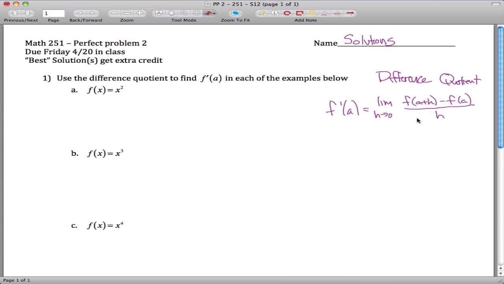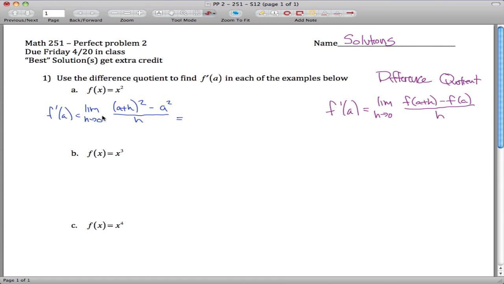So it's a way to evaluate the slope, one of the two ways we know, of the tangent line to a function f of x at a point a. If we apply that formula where f of x is x squared, we get that f prime of a is equal to the limit as h approaches 0 of (a plus h) squared minus a squared, that's f of a, divided by h.